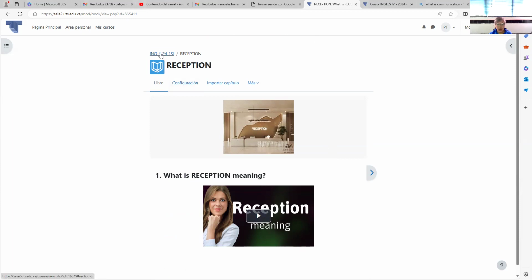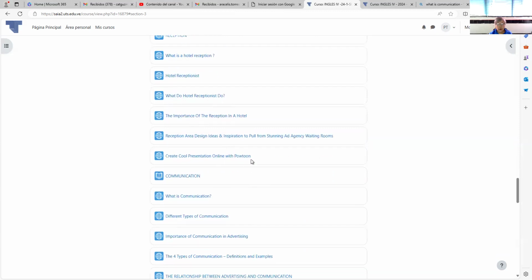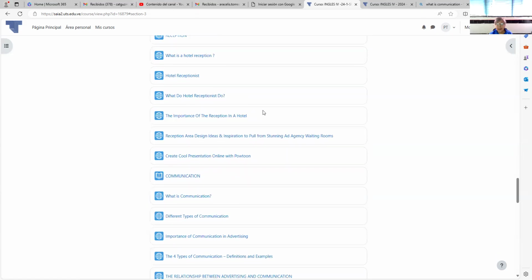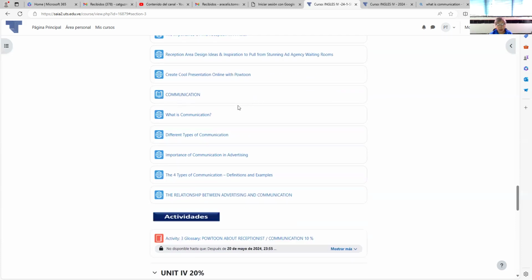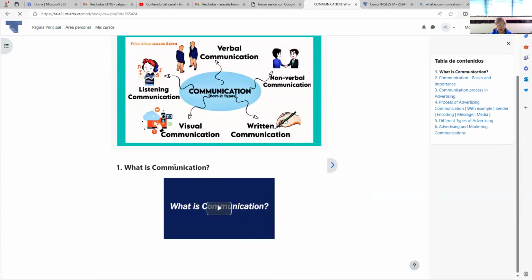And we also have other readings that have to do with the word receptionist. What does a receptionist do? What is the place of the receptionist in a hotel? And here is for the advertising students' communication. They also have a book where it explains what communication is, and any kind of communication we have here, okay?